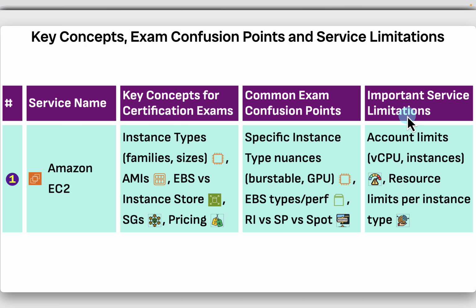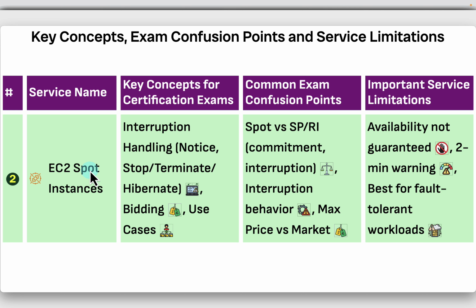Important service limitations. So there are some account limits for vCPU and instances, how many you can spin up, and resource limits per instance type. Next is EC2 spot instances.